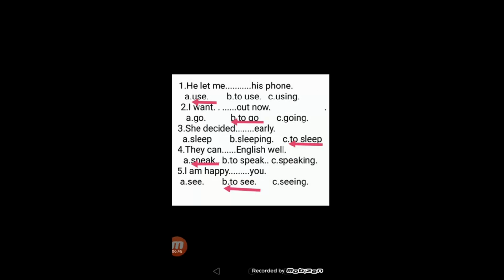Let's revise our answers. Number 1, he let me use his phone. Number 2, I want to go out now. Number 3, she decided to sleep early. Number 4, they can speak English well. Number 5, I am happy to see you.